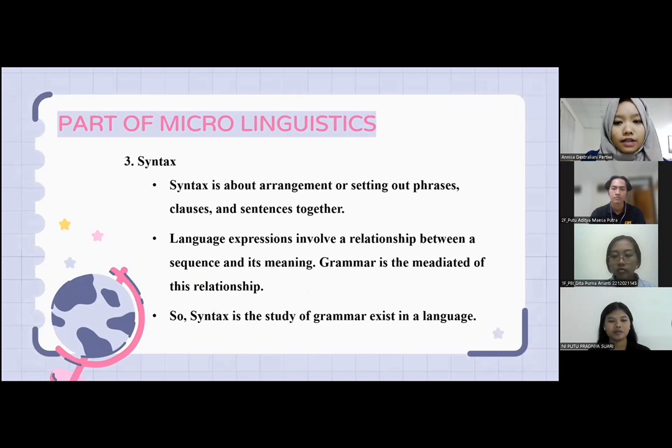Next is syntax. Syntax is about the arrangement of phrases, clauses, and sentences together. Language expressions involve a relationship between a sequence and its meaning. Grammar is the mediator of this relationship. So syntax is the study of grammar that exists in a language.